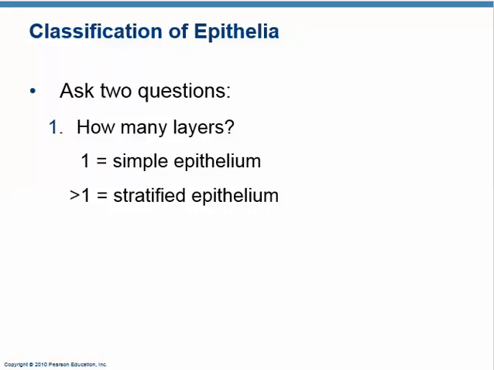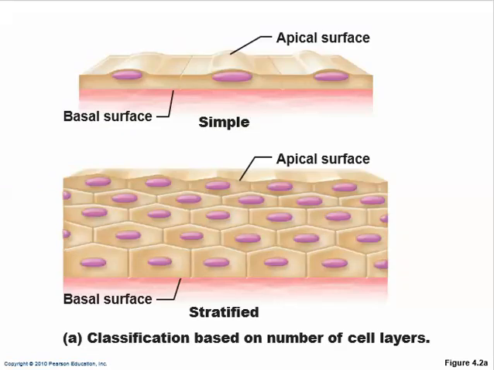So simple epithelia only have one layer. The advantage to that is that it's pretty easy to get things through. So we use them in places where we're going to have a lot of absorption and that kind of thing. Stratified is more like shingles. You have these multiple layers. It's much harder to get absorption through a stratified epithelium.